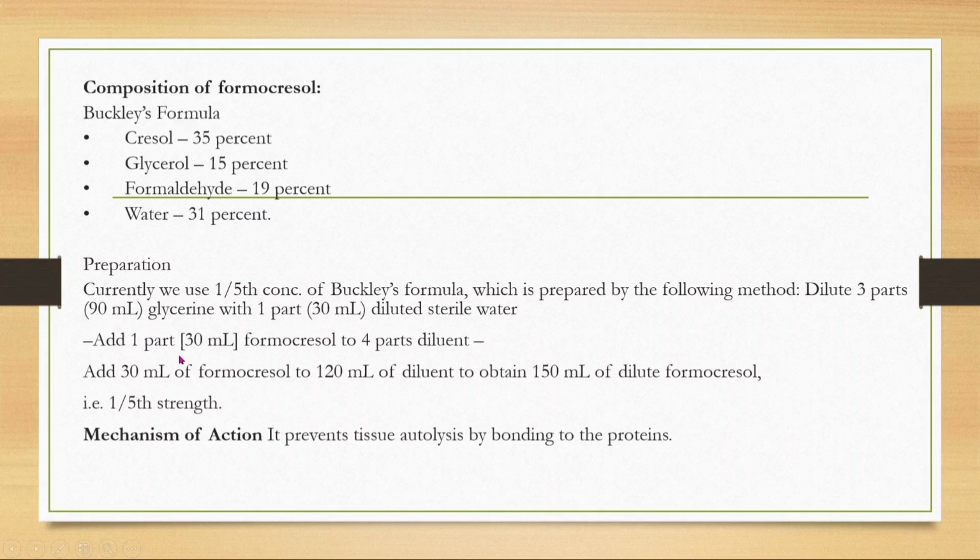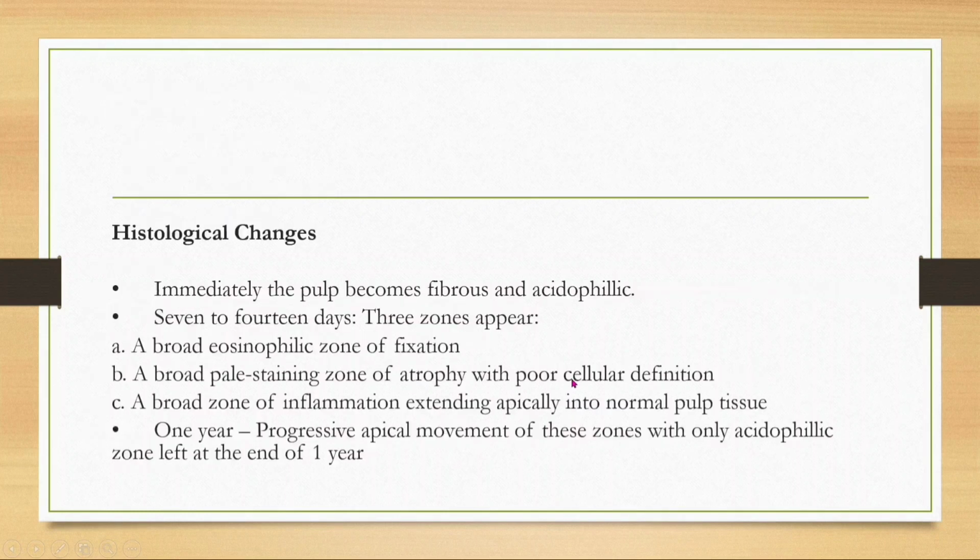So add 1 part of formocresol to 4 parts. We are creating 3 parts of glycerin, 1 part of diluted sterile water, then 1 part of formocresol to 4 parts diluent. So this 30 ml formocresol will be added to 120 ml of diluent to obtain 150 ml of formocresol. So what are the histological changes happening?